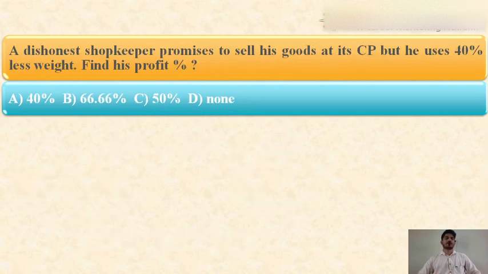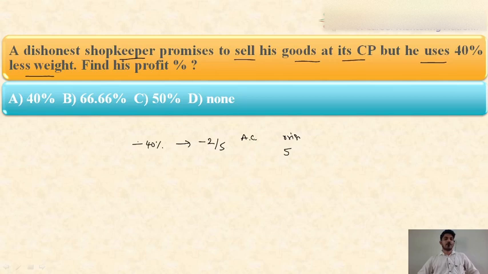Here is our next question. A dishonest shopkeeper promises to sell his goods at cost price, but he uses 40 percentage less weight. So what is the shopkeeper doing? This can be solved by using the ratio method here. 40 percentage less, in fraction form, can be written as minus 2 by 5. Originally it was 5 parts. Originally he has to give 5 parts to the customer, but the actual quantity he is giving means he is reducing it by 2 parts and giving only 3 parts to the customer.